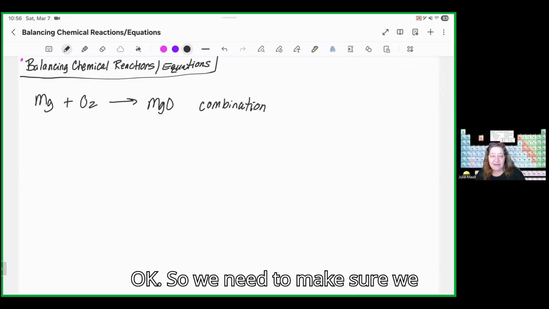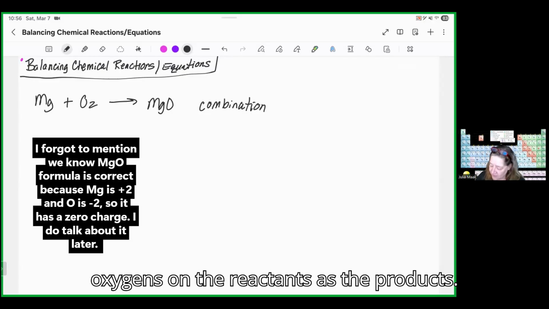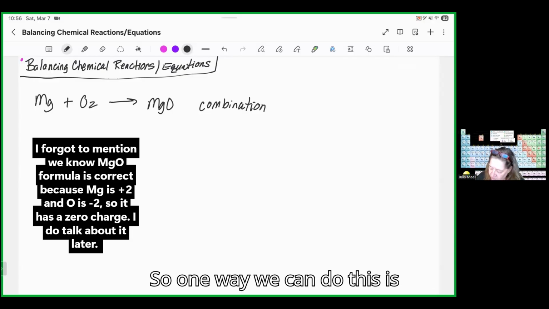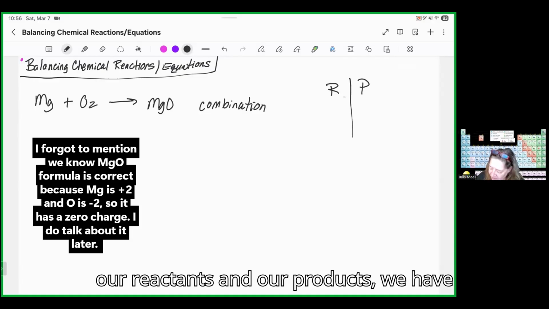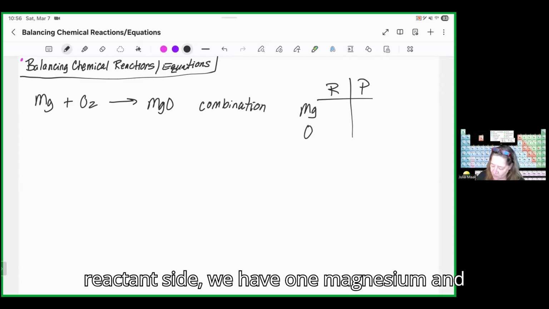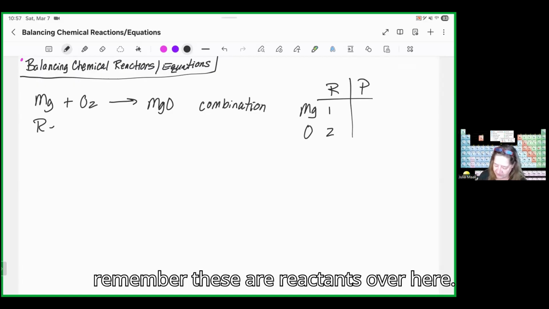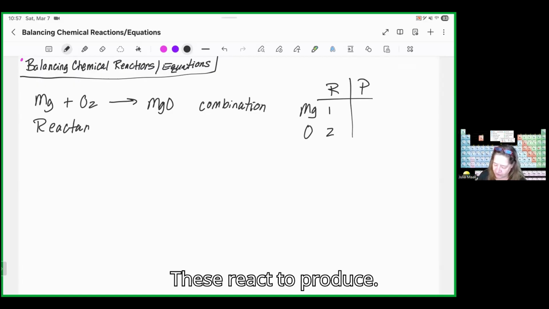We need to make sure we have the same number of magnesiums and oxygens on the reactants as the products. One way we can do this is with a chart where we say our reactants and our products. We have magnesiums and we have oxygens. On the reactant side, we have one magnesium and two oxygens. Remember, these are reactants over here. These react to produce our products.